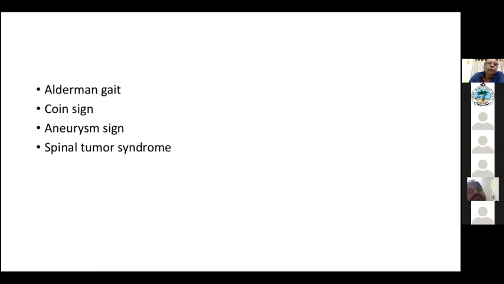What is spinal tumor syndrome in tuberculosis? This is a spinal extradural tuberculosis where there will be no radiological signs of TB. There will be neurological deficits. Usually it can be an extradural lesion, or sometimes a tuberculoma of the cord can also present in the same way as a spinal tumor. Radiologically, it will be normal. Only MRI will show the findings.